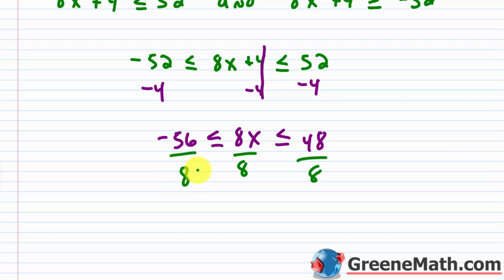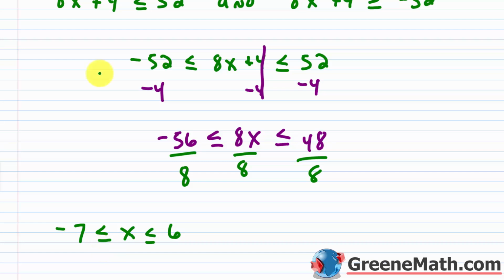So negative 56 divided by 8 is negative 7. This is less than or equal to, 8 over 8 is 1, so we just have x here in the middle. This is less than or equal to, 48 over 8 is 6. So I have that x is basically between negative 7 and 6, and negative 7 and 6 are both included here because we have non-strict inequalities.